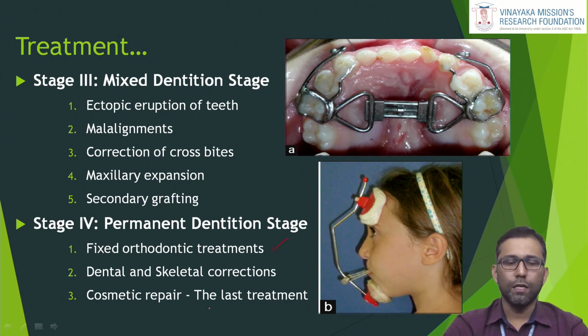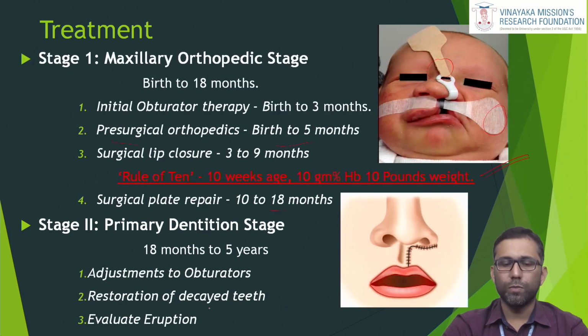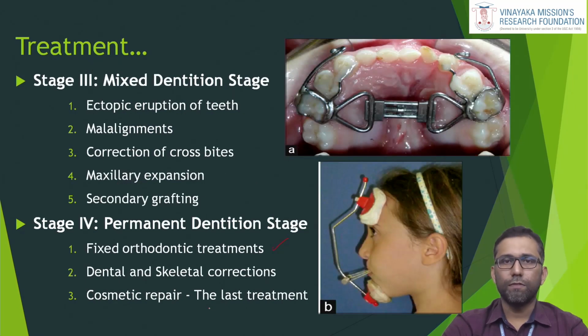So these are the stages as I have already described. Stage 1 is mainly the orthopedic stage and the primary dentition stage. Then there is the mixed dentition stage, which includes all the corrections, that is, the interceptive correction that is needed. Then the permanent dentition, which includes the final correction and the esthetic correction. So these are the basic things that are covered under cleft lip and palate.